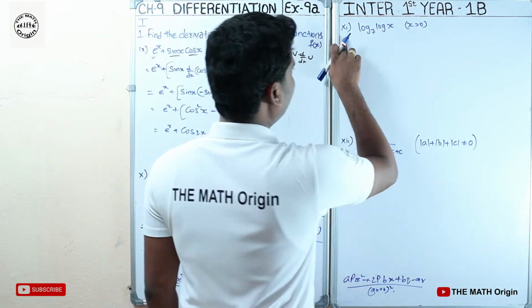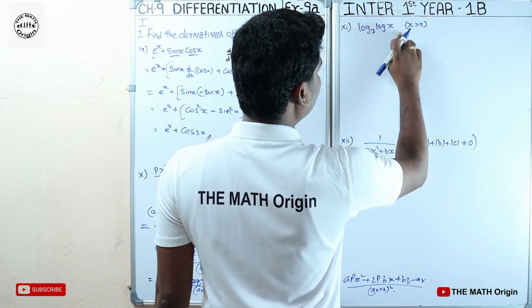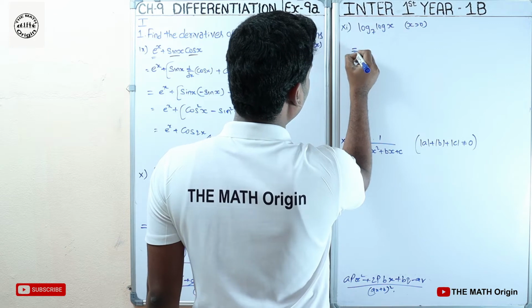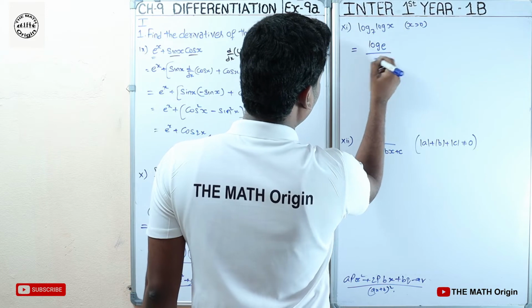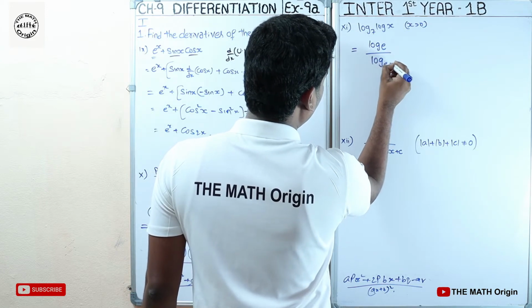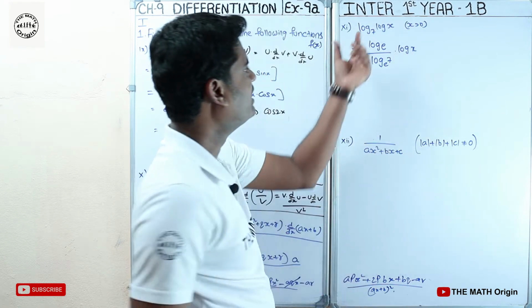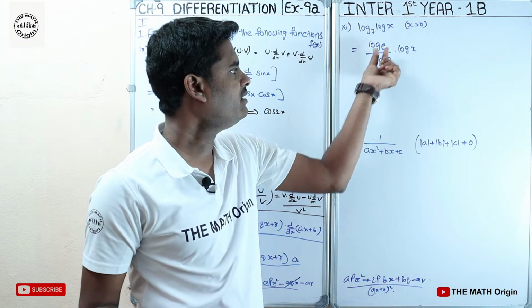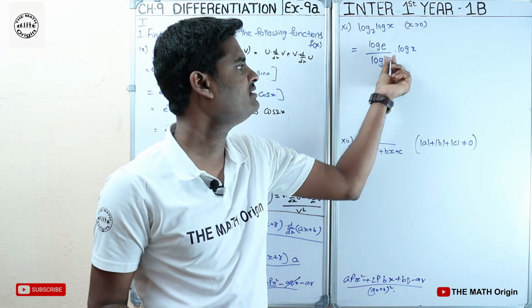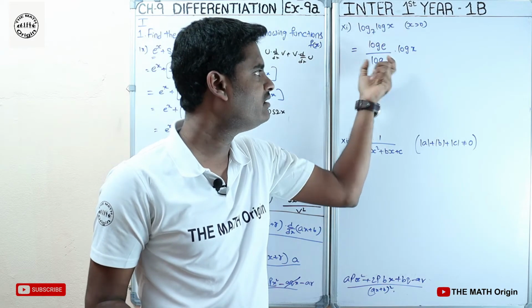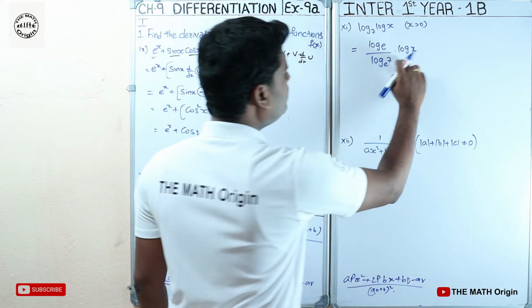11th bit from the first question, log base 7 into log x where x is greater than 0. So look at here carefully. What I will do is make this as log e divided by log e of 7 into log x. Here I have log base 7, and I have made it log e of 7 in the denominator, with log e into log x.